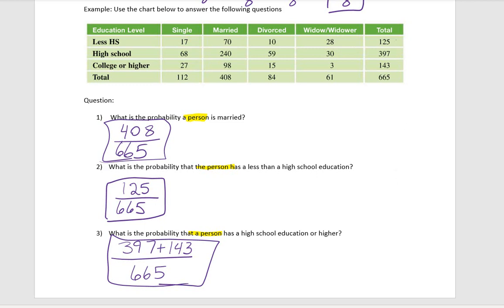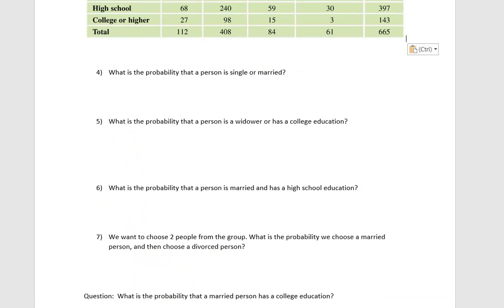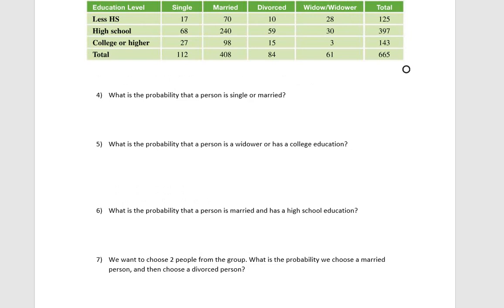For the next one, it asks, what is the probability that a person is single or married? If I read it carefully, it's asking the probability of a person, so we're going to be looking at all 665 people. Now, here's the question: single and married. Do I have any overlap between these two categories? I don't. A person can't be single and married. So I'm happy if I pull a single person out of this group or a married person.